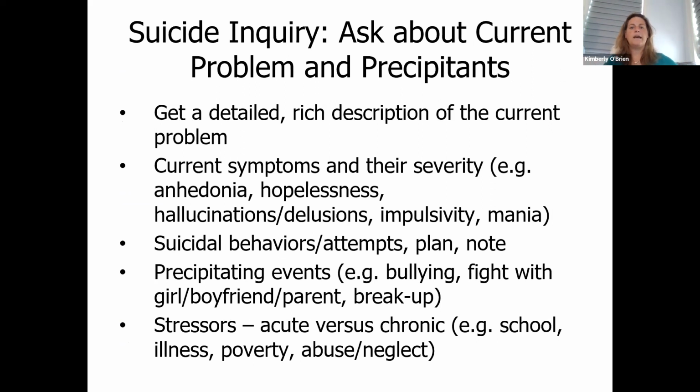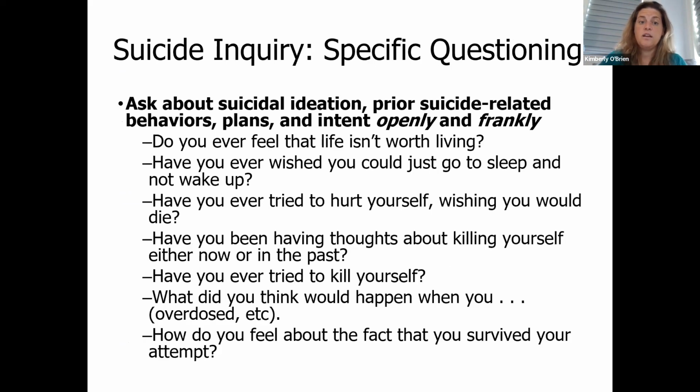So, to go a little further, you want to get a really detailed, rich description of the current problem, get an idea of what the current symptoms are and their severity, suicidal behaviors, attempts, plans, notes, asking about that, asking about precipitating events, asking about stressors, acute stressors and chronic stressors. So, specific questioning. You want to ask about suicidal thoughts, prior suicide-related behaviors, and intent as openly and as frankly as possible. Sometimes I'll start with a question like, do you ever feel life isn't worth living? And see how they respond.